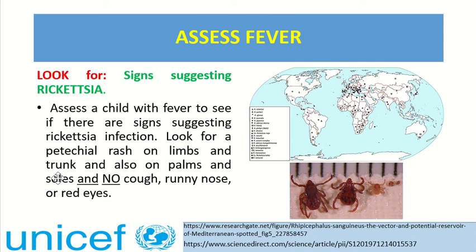Then we look for signs suggesting rickettsia. Assessing a child with fever to see if there are signs suggesting rickettsial infection, look for a petechial rash on the limbs and trunk, and also on the palms and soles, and no cough, runny nose, or red eyes.